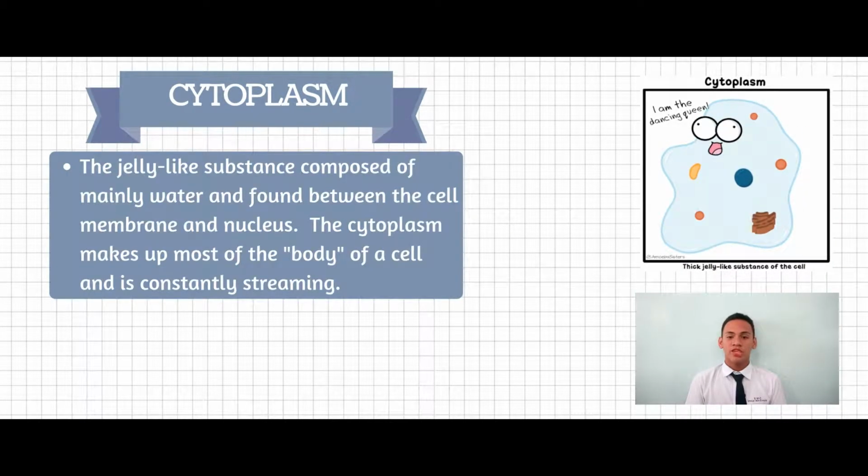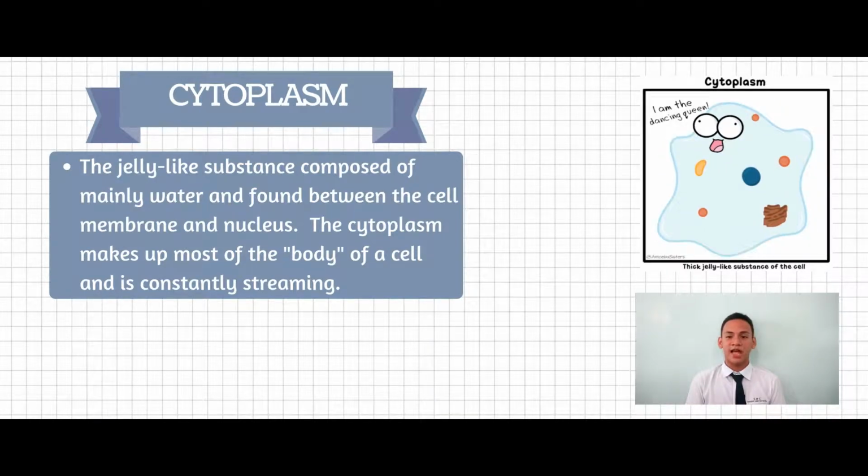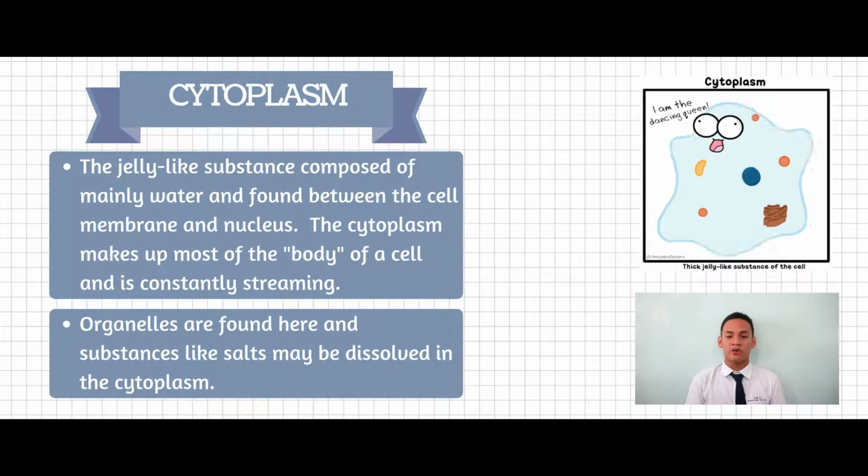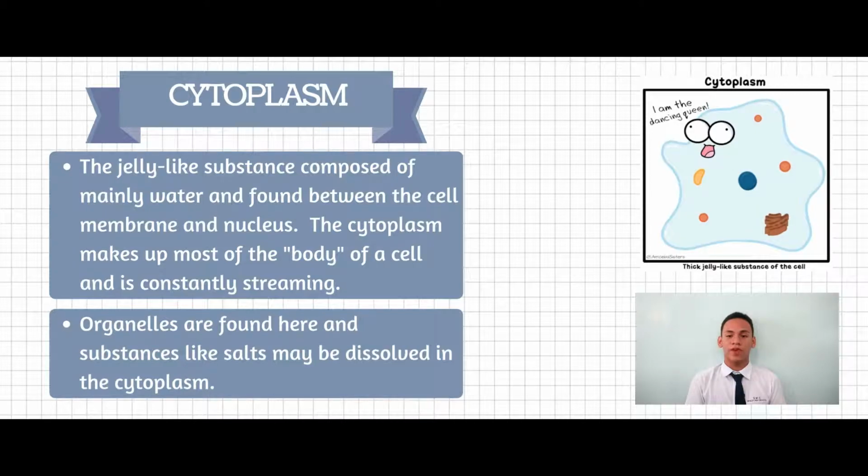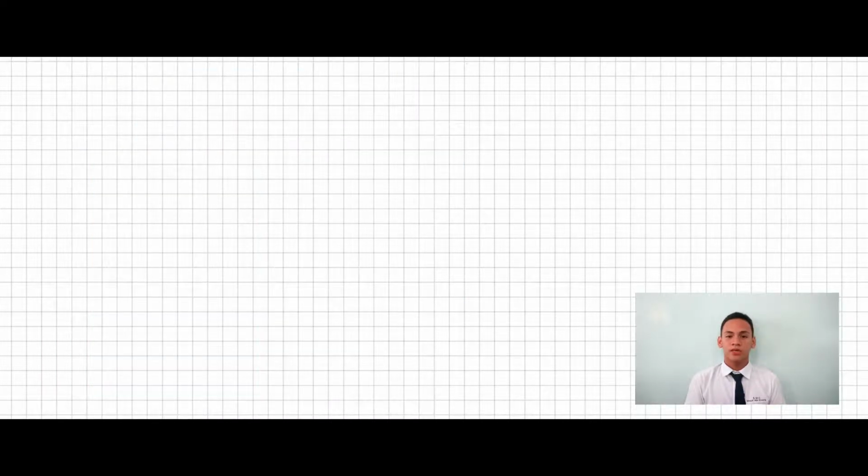Cytoplasm is the jelly-like substance composed mainly of water and found between the cell membrane and nucleus. The cytoplasm makes up most of the body of a cell and is constantly streaming. Organelles are found in the cytoplasm, and substances like salts may be dissolved in it.